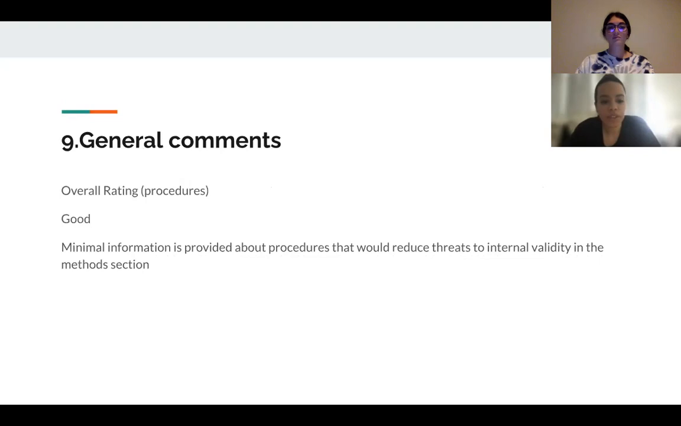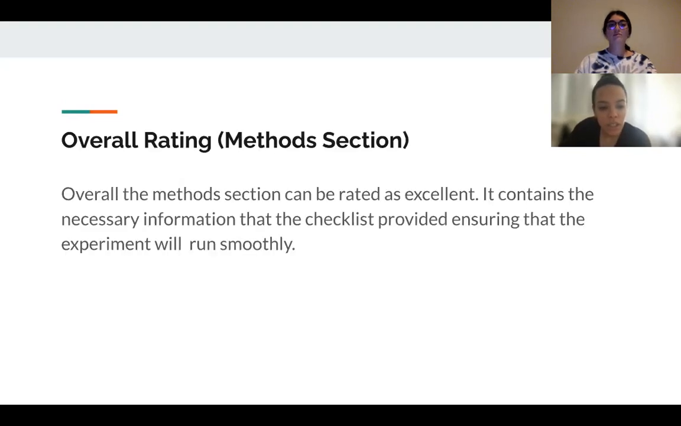So the rating for this procedure section is good because minimal information is provided about procedures that would reduce threats to internal validity in the method section. Our overall rating for the method section is that overall the method section can be rated as excellent. It contains the necessary information that the checklist provided, ensuring that the experiment will run smoothly.